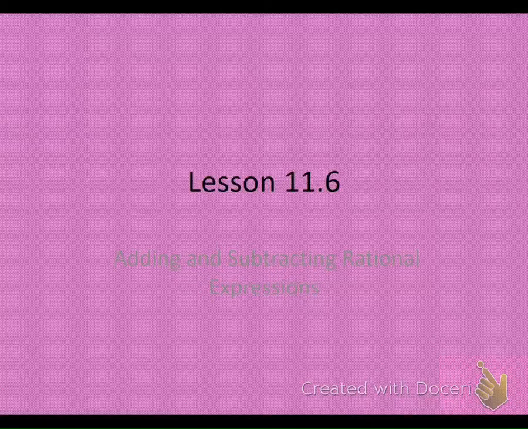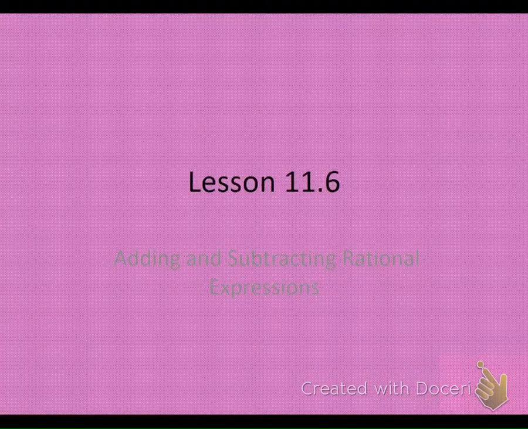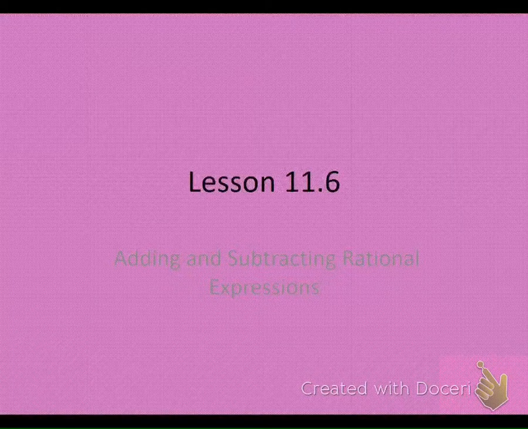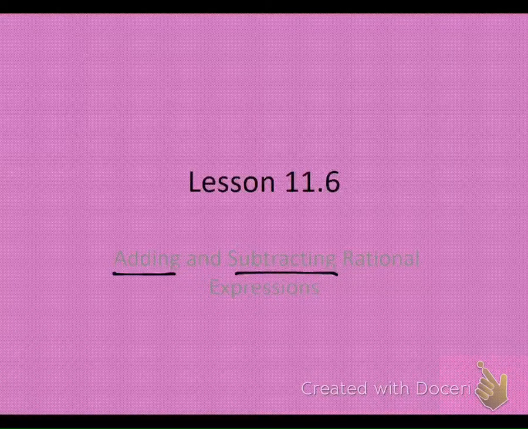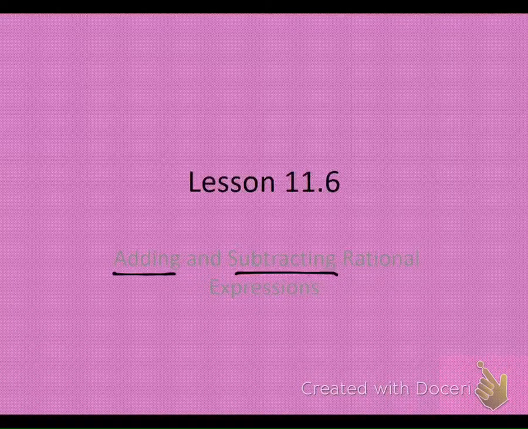All right, today we are going to do lesson 11.6, and we're going to add and subtract rational expressions. Now remember, last week we learned how to simplify rational expressions. We learned how to multiply. We could simplify before we multiplied.